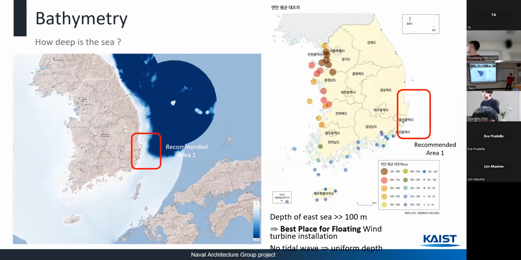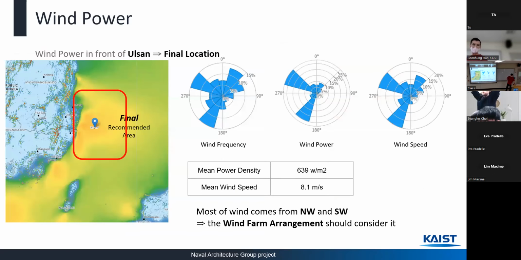And now if you look at how deep the sea is, this is only the area on the west side of Korea, but the sea is deep enough to put our floating wind farm. It's more than 100 meters. Also, one of the advantages on the west side of Korea is that there are no tidal waves, so the level of the sea always remains constant. And so our final location is in front of Ulsan.